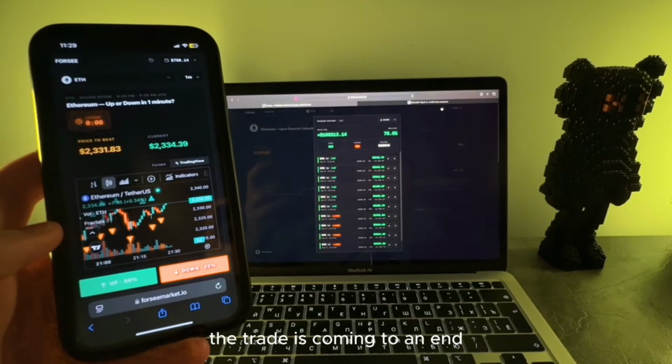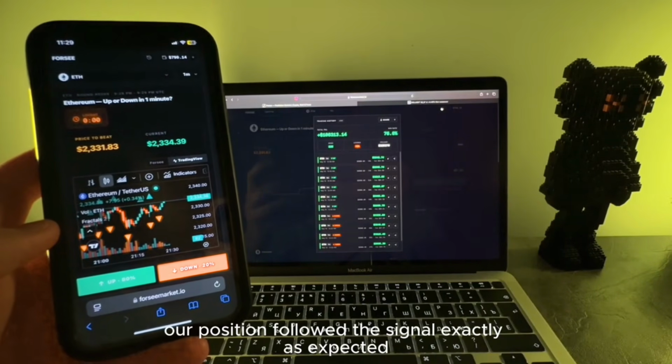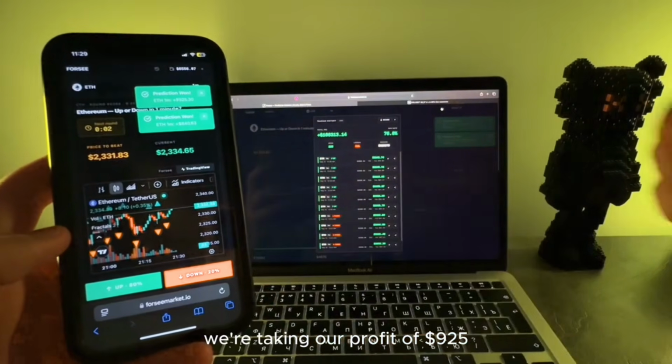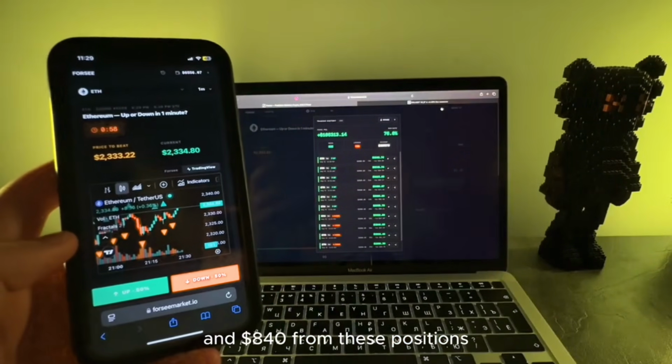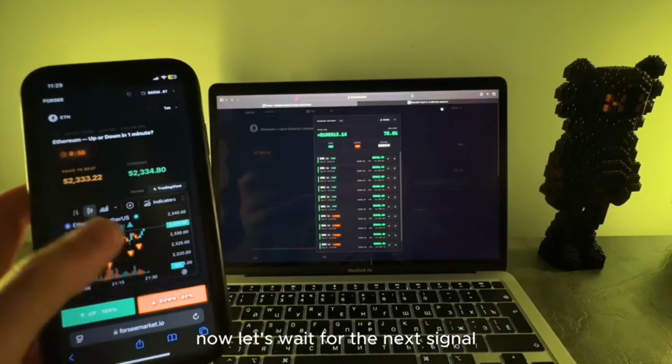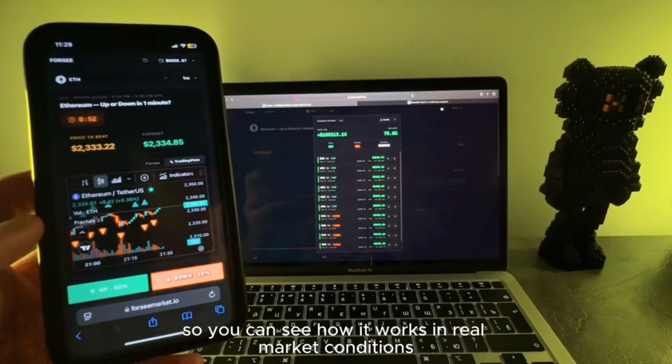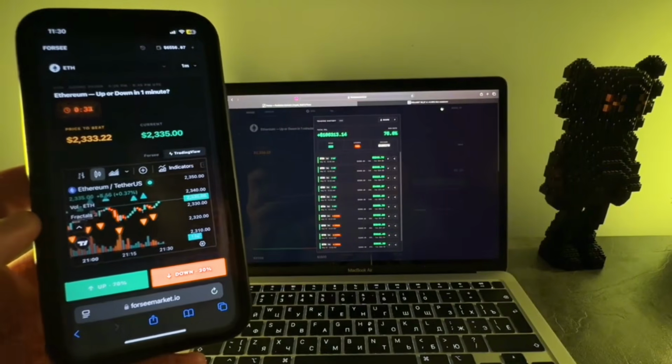The trade is coming to an end. Our position followed the signal exactly as expected. We're taking our profit of $925 and $840 from these positions. Now, let's wait for the next signal. I'll show you a few more trades with this indicator today so you can see how it works in real market conditions.